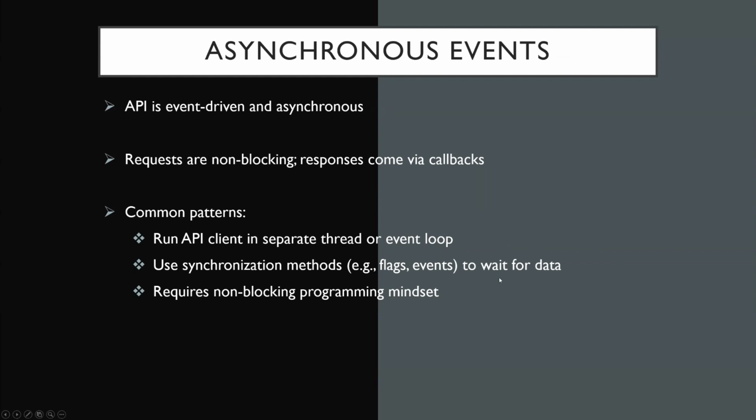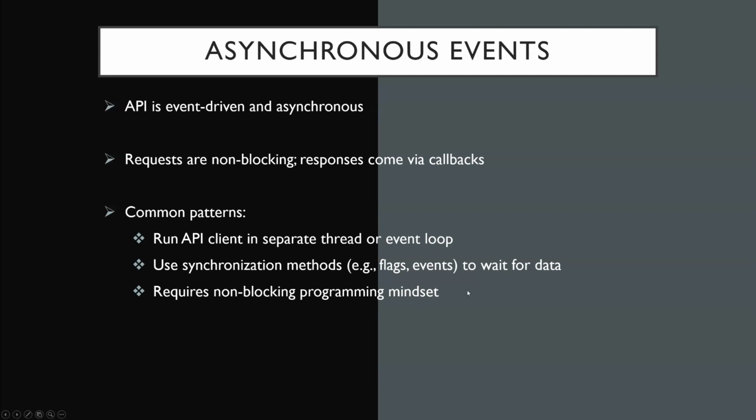The common patterns would be you can run your API client as a separate thread or an event loop. You could have it in a loop, or you can run it as a thread. Most people work with threads. And you use synchronization methods and flags and events to wait for data and to capture that data when those messages come back. So this requires a non-blocking programming mindset.